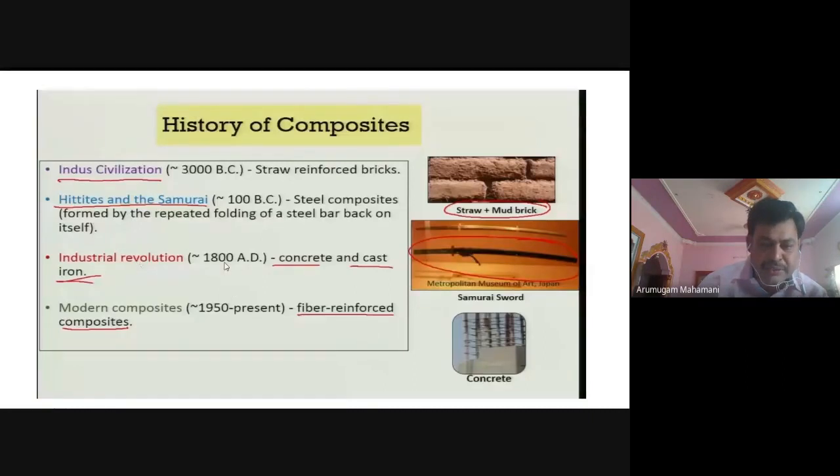Later on, in 1800 AD, the Industrial Revolution came, and people started using composite technology with cast iron. Then modern composites, from 1950 onwards, we have fiber reinforced composite available.